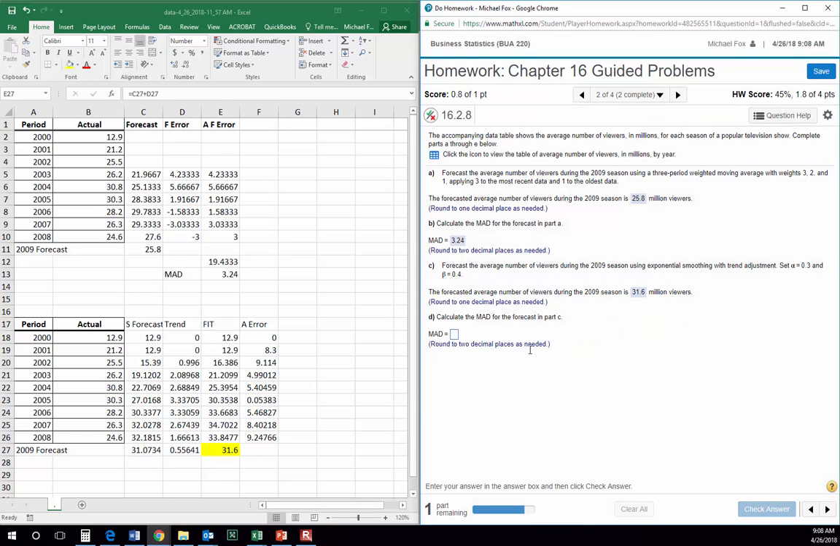Then it's going to ask us, of course, to calculate the MAD. Remember, this isn't good data on the first one because we didn't have enough data to do it. Sometimes it's better to represent it as a dash than as a 0. So we're going to take the sum of the absolute errors divided by the n. And in this case n is 1, 2, 3, 4, 5, 6, 7, 8. And 2 decimal places.